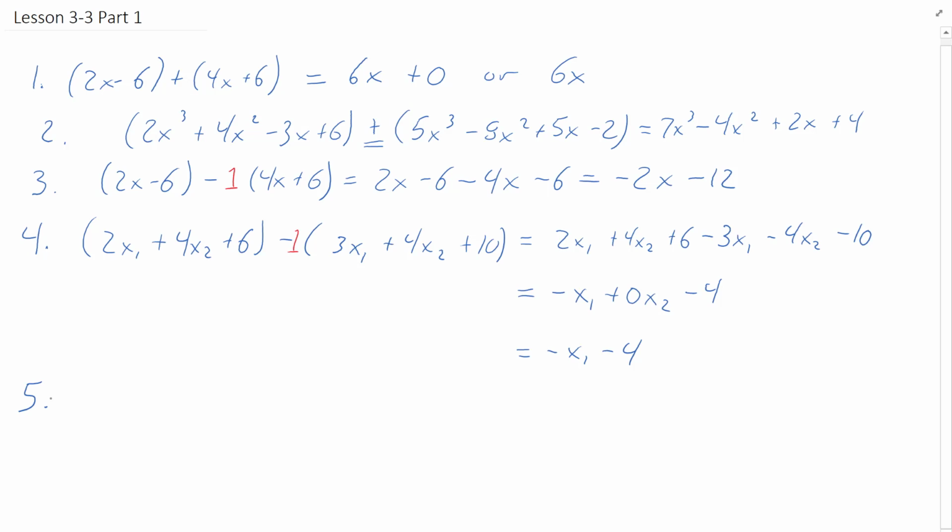For number 5, you have 3x minus 2 plus a minus 3x plus 2. And something curious happens here. When we combine the 3x and the negative 3x, we get 0x. When we combine the negative 2 and the plus 2, we get 0. So we get 0x plus 0, which we could also write more simply as just 0.